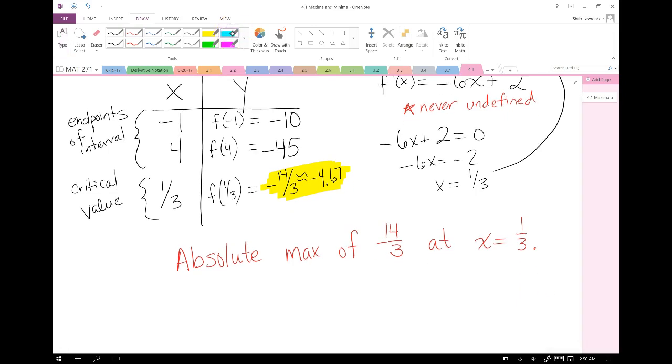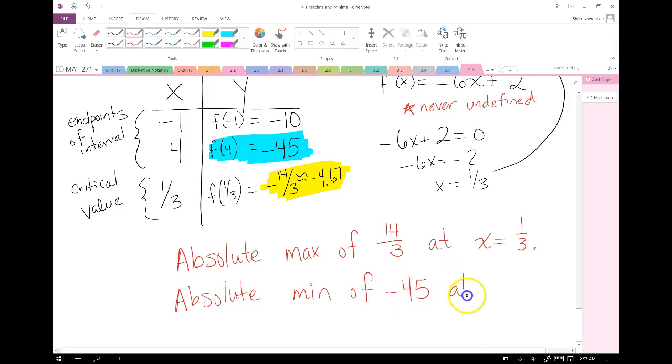And then our absolute min is the smallest y value, the lowest y value, and that's definitely this negative 45. That is by far the lowest point on the graph, if those are the only three we get to compare. So then we would say we have an absolute min of negative 45. And it occurs at x equals 4. I'm just tracing it back over here to see where it happened.